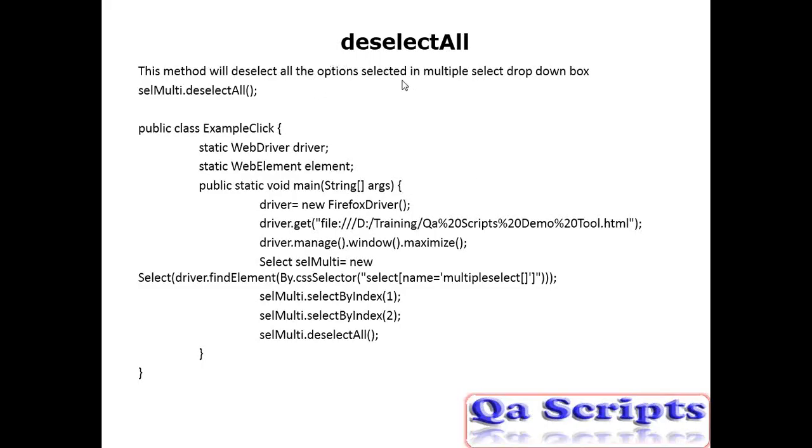This is how we can use deselectAll. This is very useful if your application or functionality asks to deselect all at a time from the drop down. You can use deselectAll. If you need to deselect one option at a time, then you can go for deselectByIndex, deselectByValue, or deselectByVisibleText.